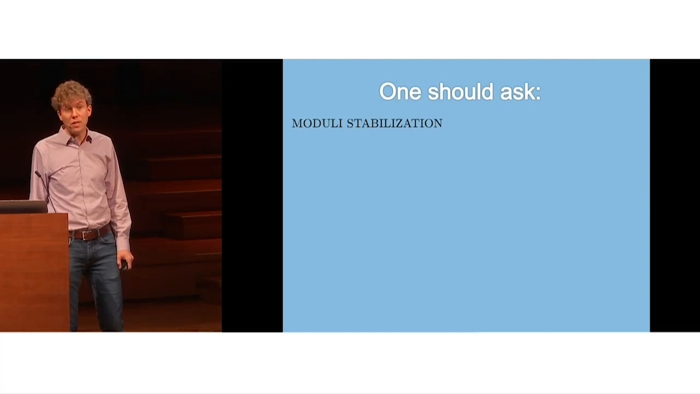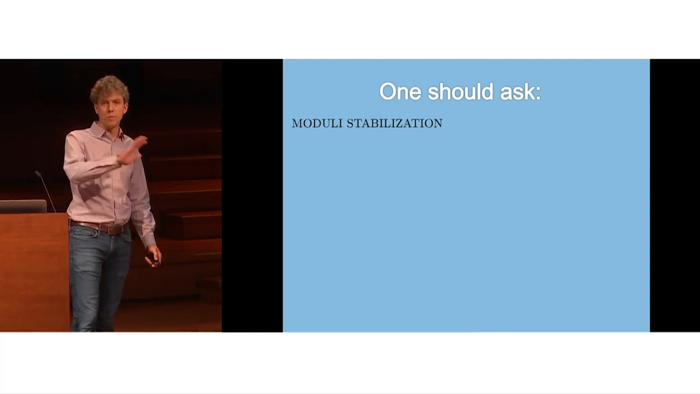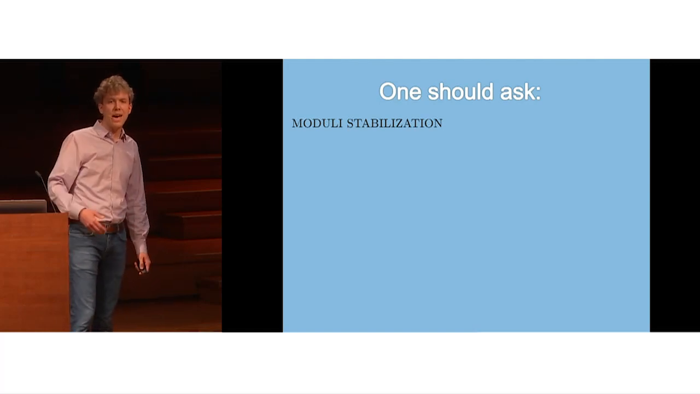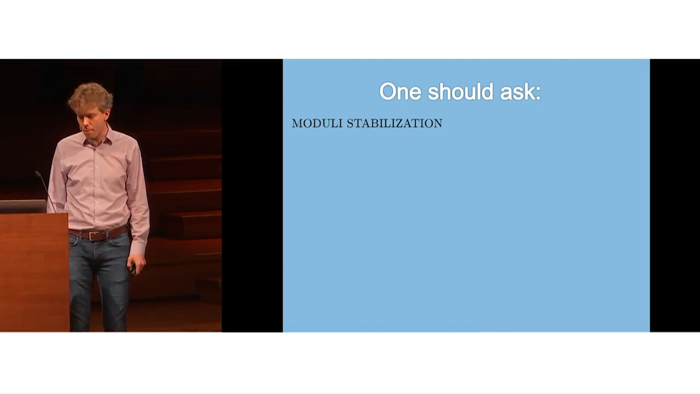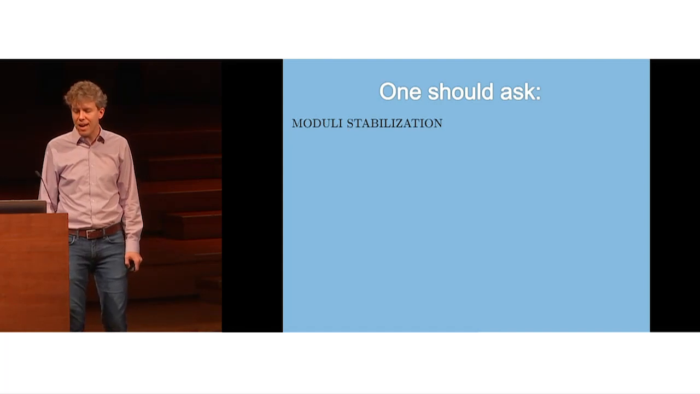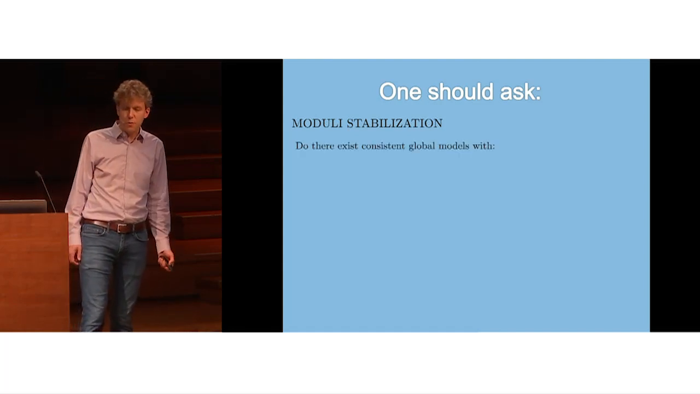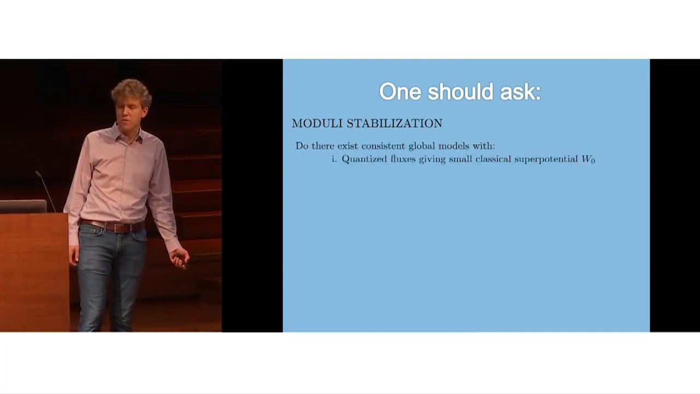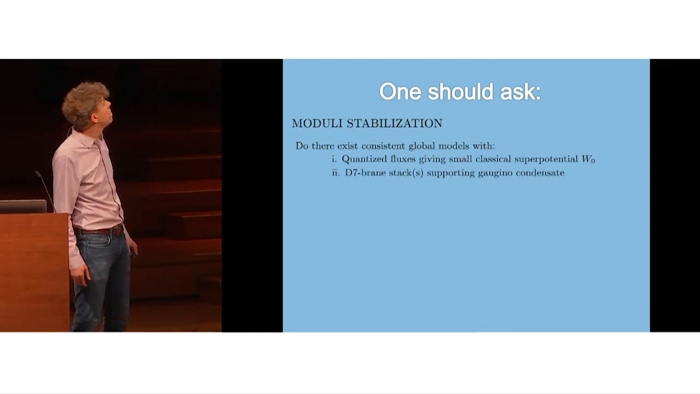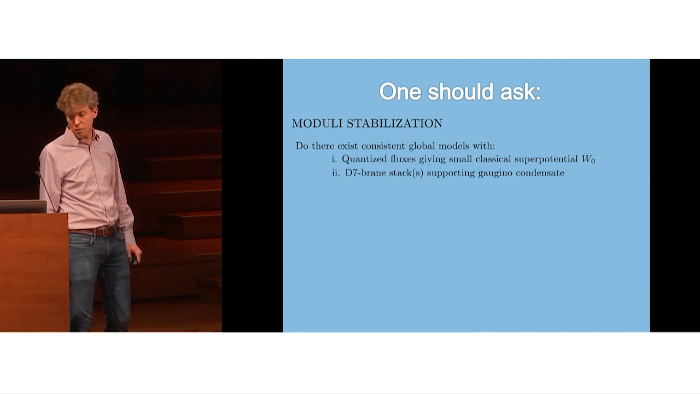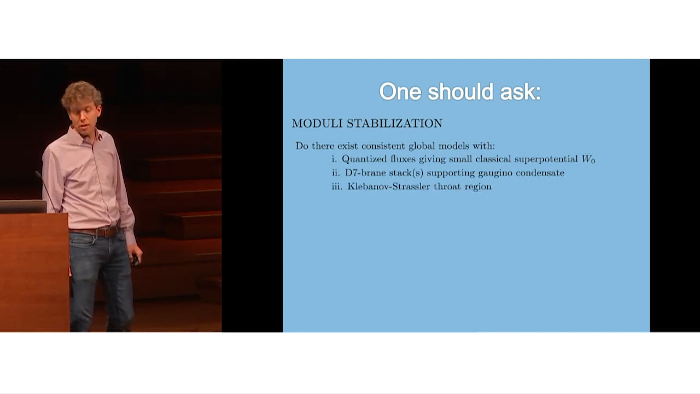Now, there's a lot of questions we should ask. This concludes, by the way, the review of the construction itself, and now I'm going to tell you what has been learned since that paper was written long ago and what we know now. You really ought to ask, concerning moduli stabilization, do there exist consistent global models in which you can find quantized fluxes that give a small classical superpotential? Do there exist models in which one finds the right sorts of Yang-Mills sectors and Klebanov-Strassler throat regions?